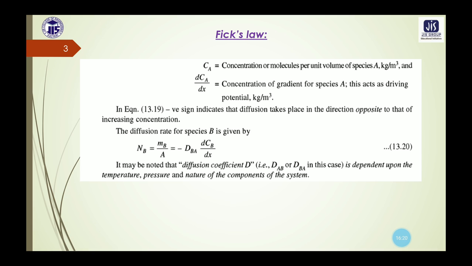In a similar manner, we can write the diffusion rate for species B. It is N_B equals M_B by A, so it is minus D_BA into dC_B by dx. Now this diffusion coefficient D_AB or D_BA is dependent upon the temperature, pressure and nature of the components of the system. So temperature, pressure and the nature of the components of the system are responsible for the diffusion coefficient in Fick's law.